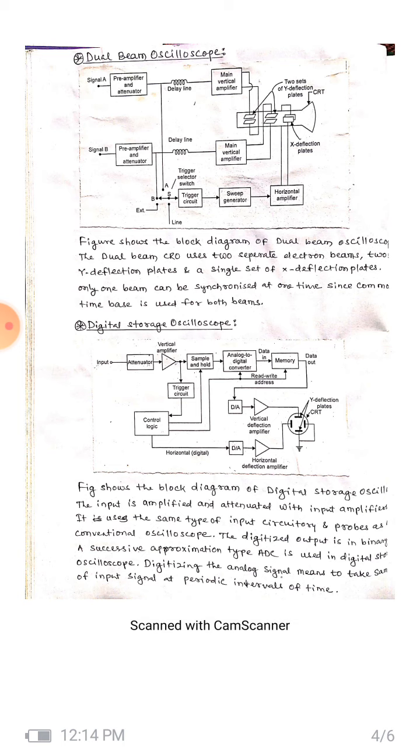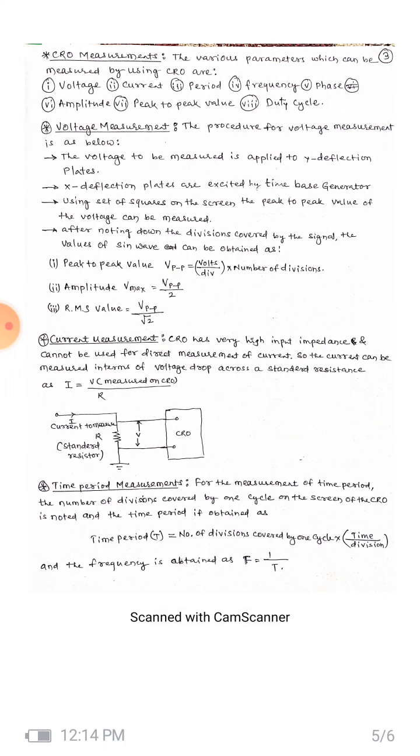The advantages of digital storage oscilloscopes are that they are easy to operate, there is infinite storage time, signal processing is possible here, and cursor measurement is also possible. Next we are going to learn the measurement of voltage, current, frequency, and time base using a CRO.